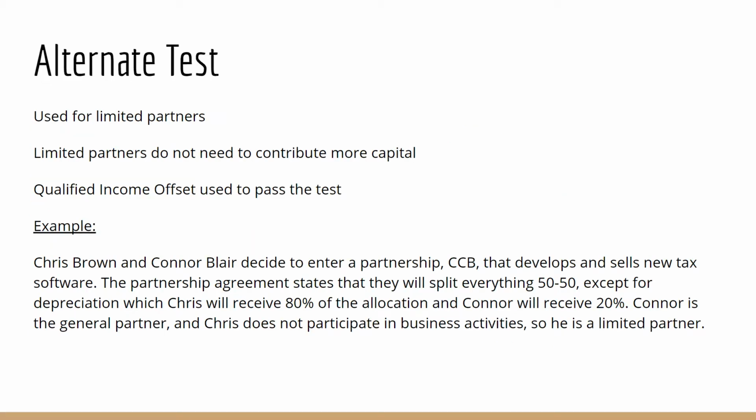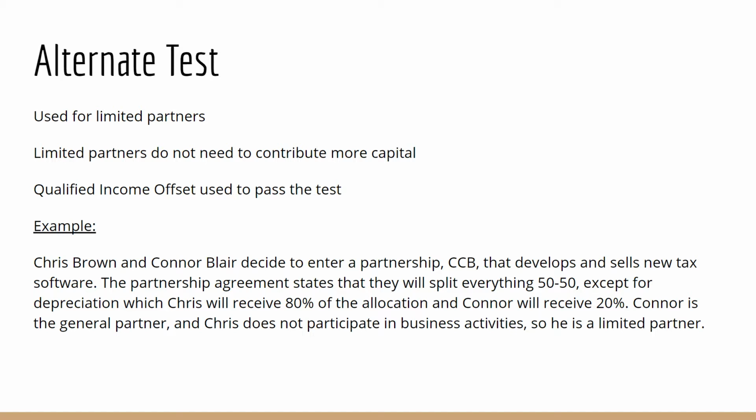So now we're going to look at the alternate test. The alternate test is unique because it's used for limited partners. Now, if we remember back from the beginning, limited partners do not need to contribute more capital. That's one of the benefits of being limited partners. You can't take on any more unintended risk. So, like we saw before, there was something that you can put in the partnership agreement to allow the allocation to work. We have one for this situation as well, which is called a qualified income offset.